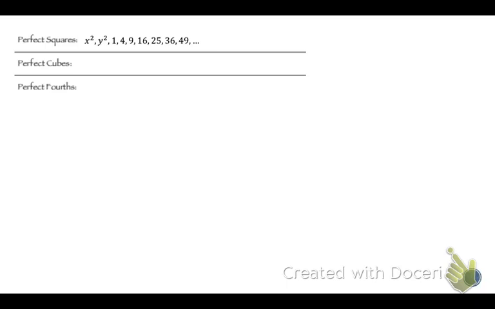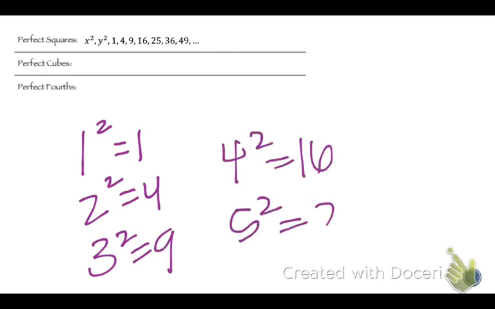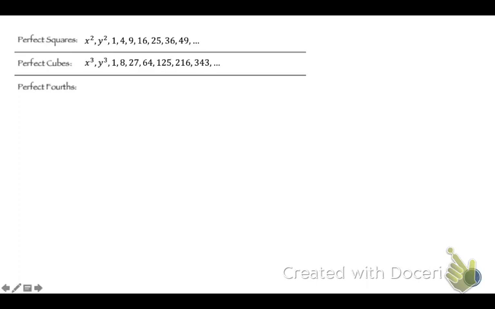So perfect squares, that would be like x squared, y squared, 1, 4, 9, 16. And so 1 is a perfect square because 1 squared equals 1. 4 is a perfect square because 2 squared equals 4. 3 squared equals 9. 4 squared equals 16. Hopefully you're getting the point now. And so on.